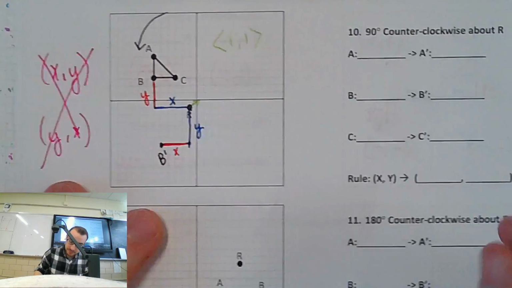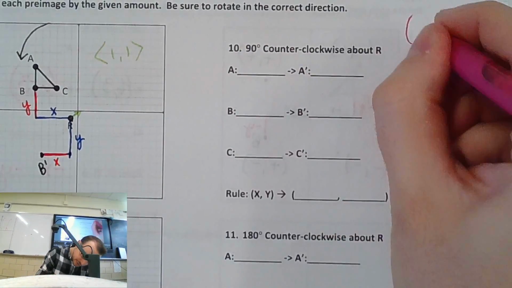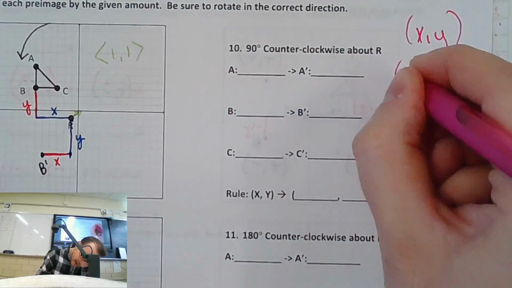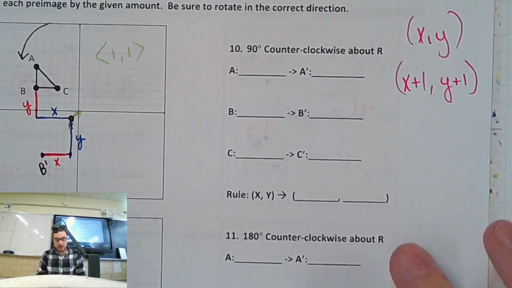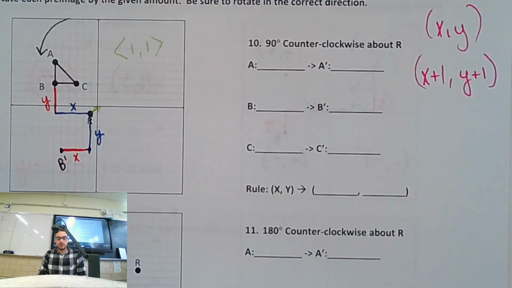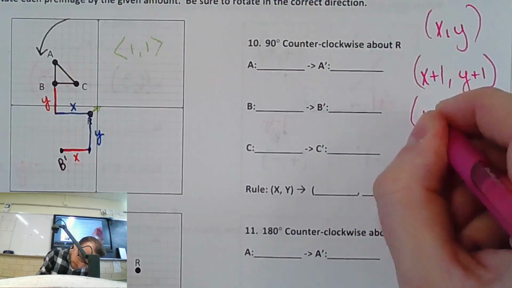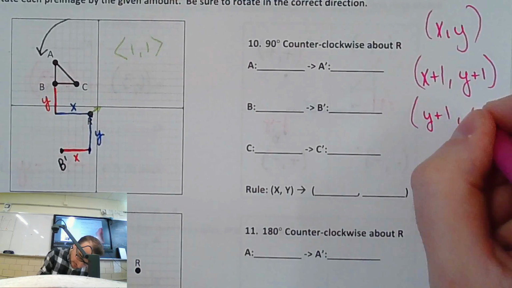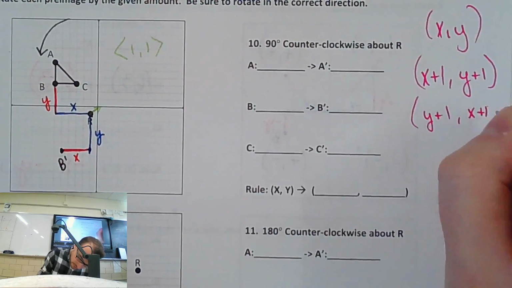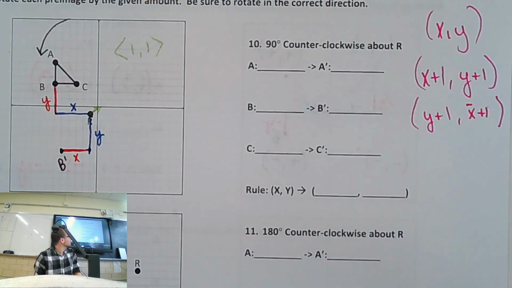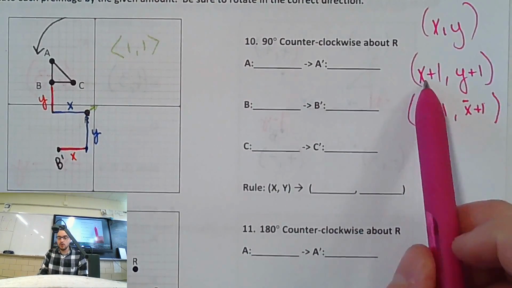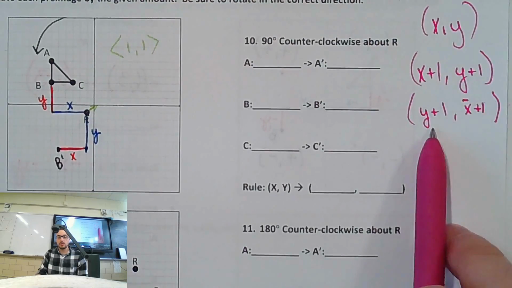So our rule is going to be start out with (x, y). We're going to add 1 to our X and our Y. Now that doesn't get the job done because we haven't rotated it yet. Rotation counterclockwise, we flip the X and the Y. So take all of that and flip it. X plus 1 goes over here, Y plus 1 goes over there.